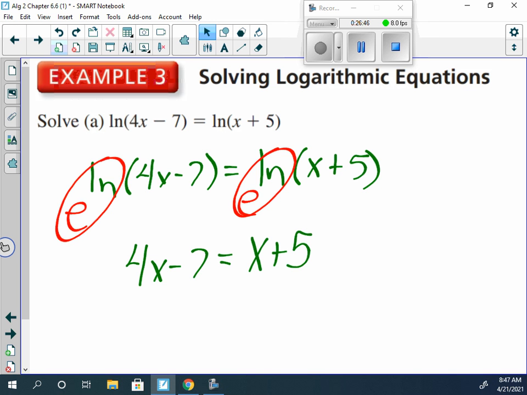Now we do need to be careful with logarithms, with natural logs and logarithms, because what's inside the logarithm cannot be negative. What is inside a logarithm cannot be negative.